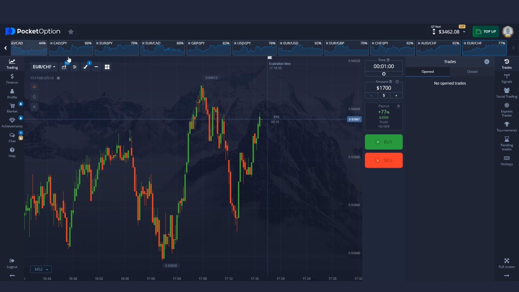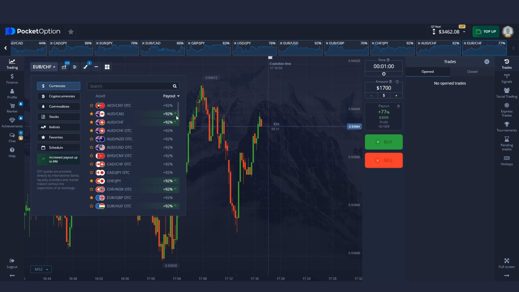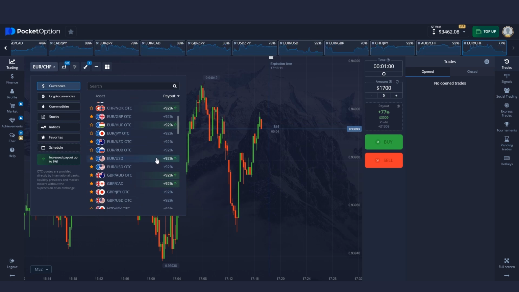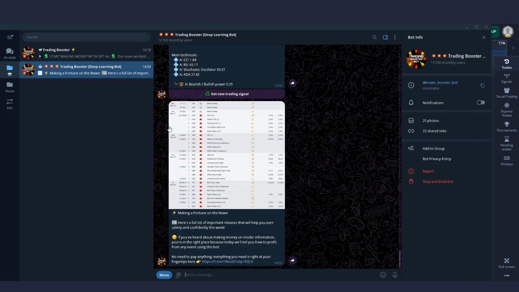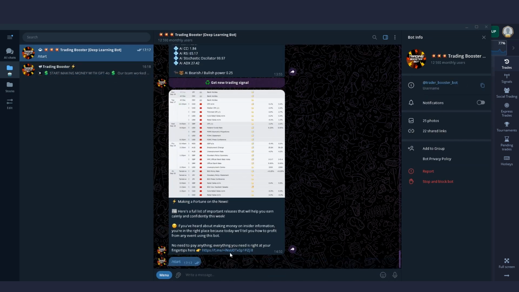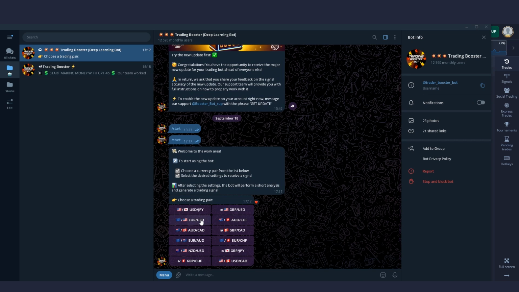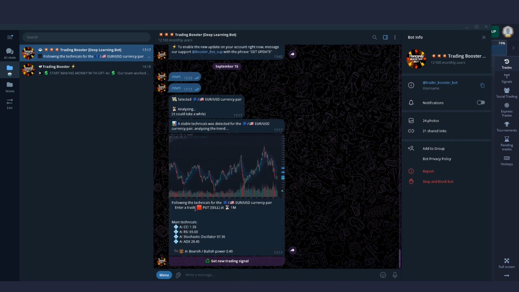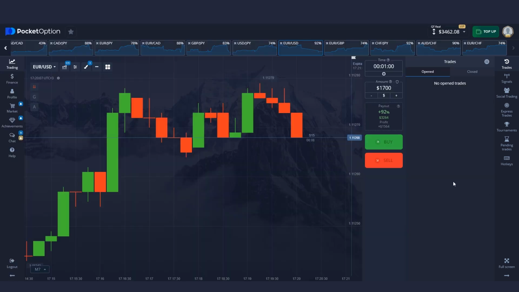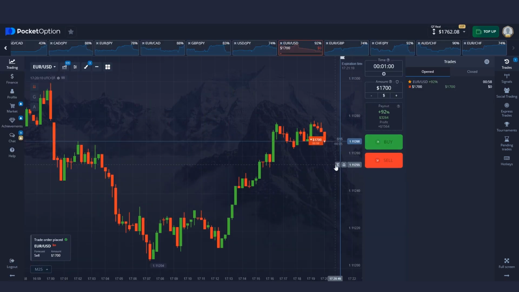Next, the choice of currency pair. I need currency pairs that have very large payouts. Let the very first currency pair be the euro dollar. I choose this currency pair, go to BoosterBot, activate it, choose euro dollar, and the time for the trade is 1 minute. I get a sell signal. I immediately open my sell trade.